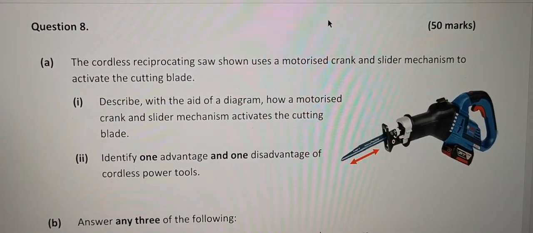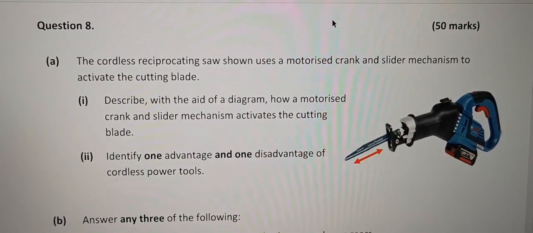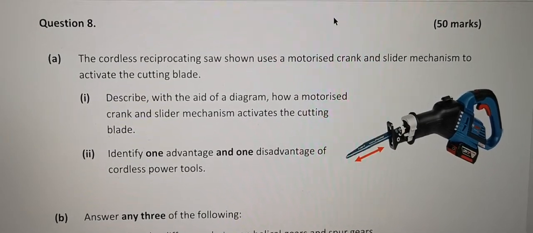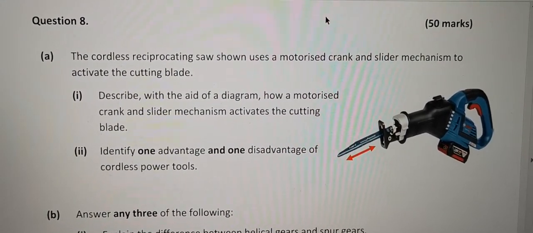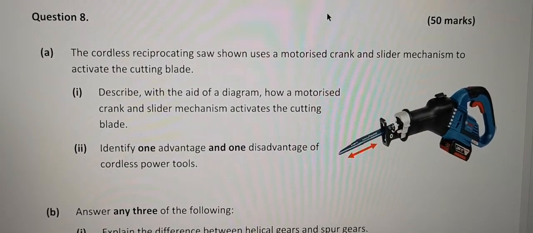Okay guys, going to give a look there. So at 2020 question 8 for engineering. The first one there is just on crank and slider mechanism and the advantages of power tools.